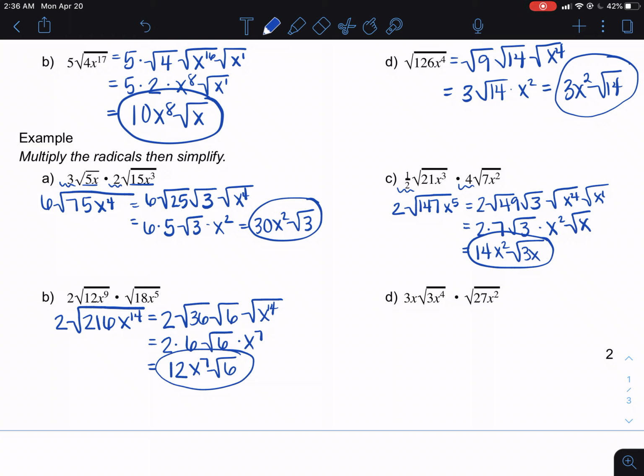And then lastly, we have 3x times the square root of 3x to the 4th times the square root of 27x squared. So we get 3x. 3 times 27 is 81. And x to the 4th times x squared is x to the 6th. What's nice about this is we know the square root of 81, and x to the 6th is even. So we can simplify this to be 3x times the square root of 81 is 9, and the square root of x to the 6th is x cubed. 3 times 9 is 27, and x times x cubed is x to the 4th.